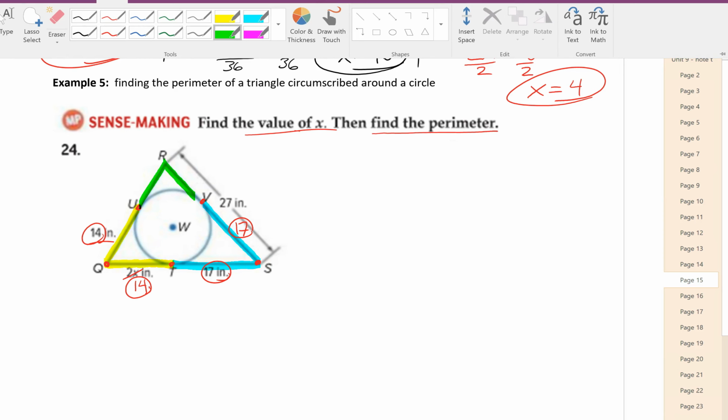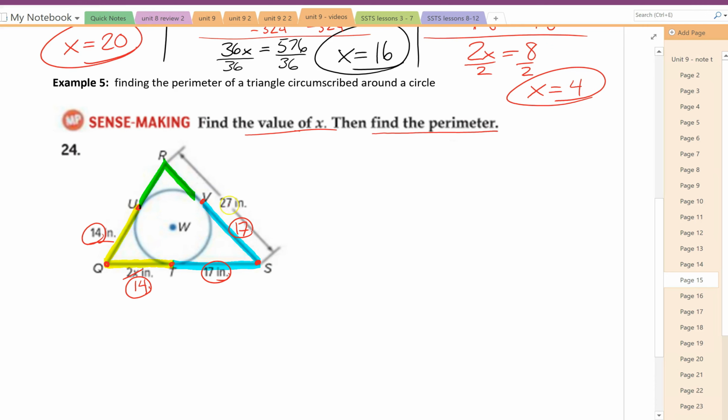It tells me that all the way from R to S, or S to R, is 27, and I know 17 of it is taken up by this blue part. So what's left over for RV? Well, 27 minus 17 would be 10. So I know that RV is 10. If RV is 10, then RU is also 10. And now I have every single line segment surrounding circle W.